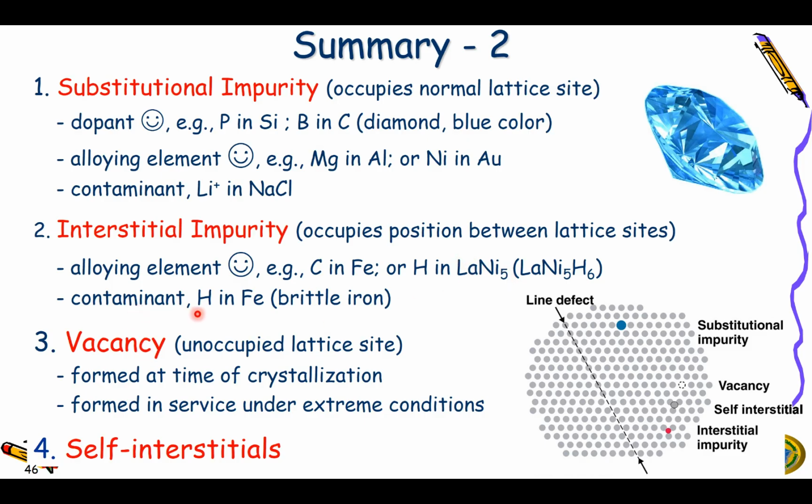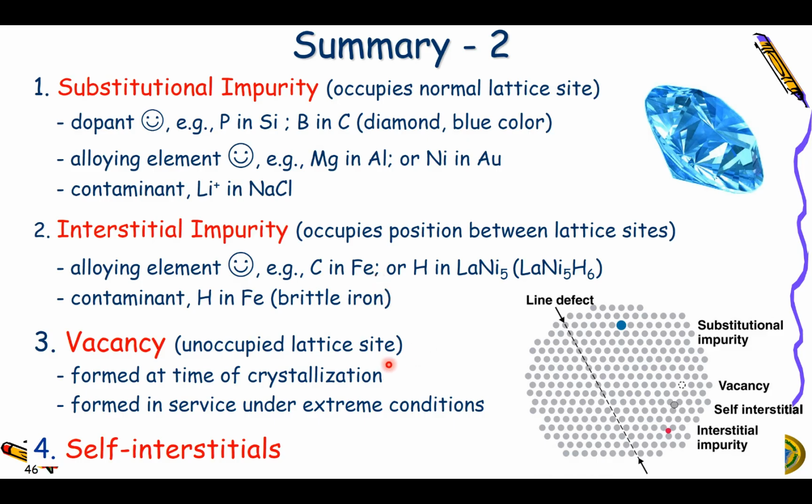How about the bad things? If you have hydrogen in the iron instead of carbon in the iron, this hydrogen makes the iron very brittle, which is not good. So you don't want hydrogen in the iron. Instead, you want to have carbon in the iron.